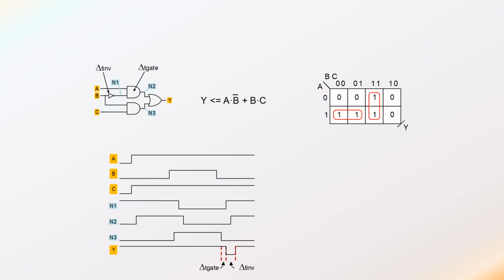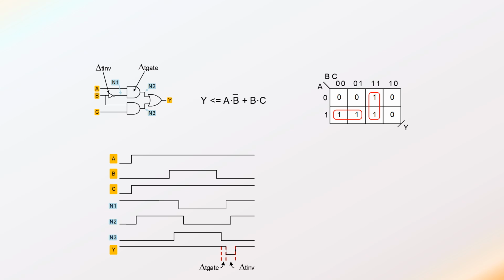Y is the ORing of node 2 and node 3. So look at node 2 and node 3, and you can see there when B goes from high to low, there's a brief amount of time when node 2 is low and node 3 is low. And therefore, the output OR gate that's driving Y is going to have to show a transitory time when the output goes low, because both of its inputs, node 2 and node 3, are both low.